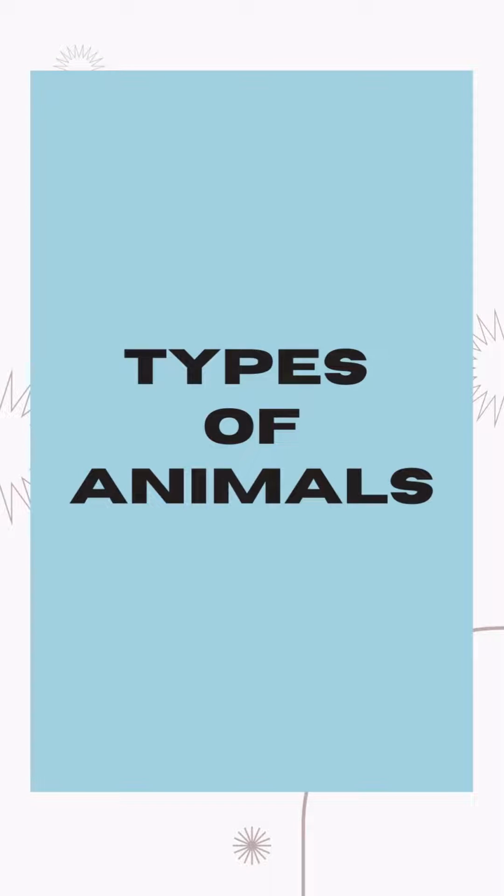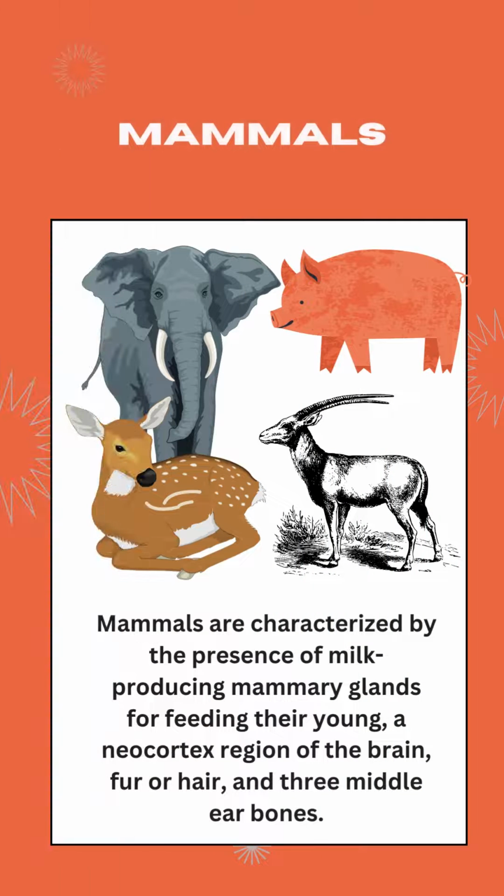Types of animals. Mammals. Mammals are characterized by the presence of milk-producing mammary glands for feeding their young, a neocortex region of the brain, fur or hair, and 3 middle ear bones.